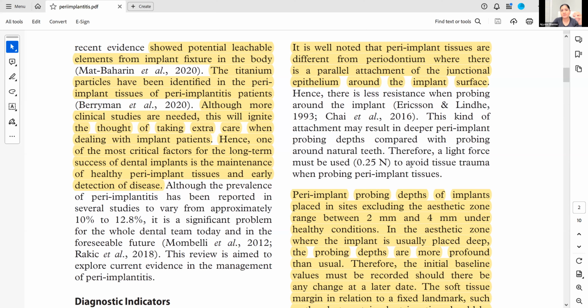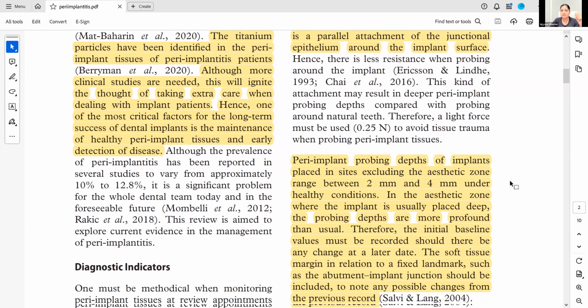But therefore, it has been identified that a light force must be used to avoid tissue trauma when you're probing peri-implant tissues. So yes, you have been given permission to get beyond the mucosal seal, that you will not damage it, but you have to also understand that your probing depths could be over-exaggerated if you're not making sure of using light, gentle probing forces, because there are no organic resisting gingival fibers or JE to resist that probe and to stop that probe.